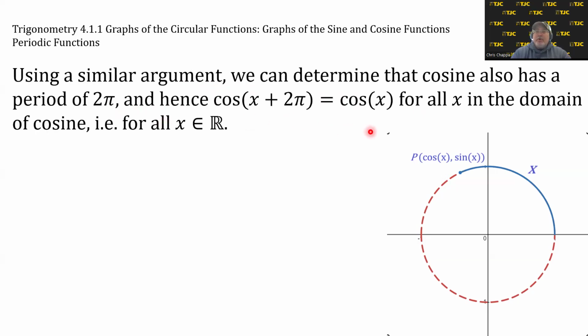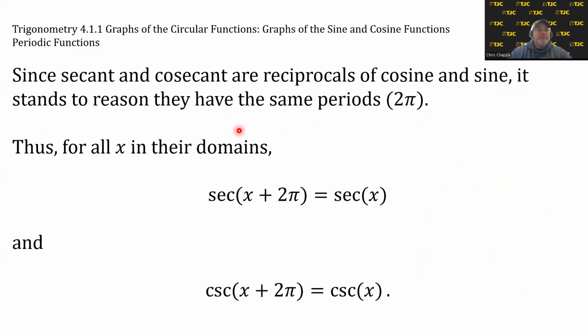Using a similar argument, we can determine that cosine also has a period of 2 pi, namely because cosine is the first coordinate of this point, and making one revolution, aka 2 pi radians, takes us to the same point. As a consequence, cosine of x plus 2 pi equals cosine of x for all x in the domain of cosine. In other words, for all x in the real numbers.